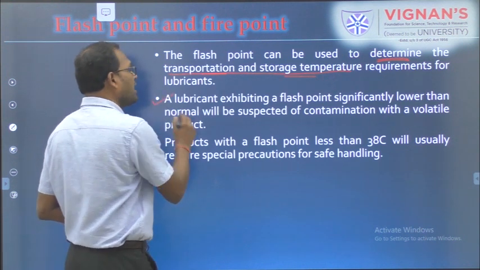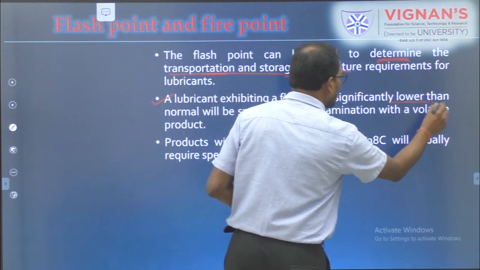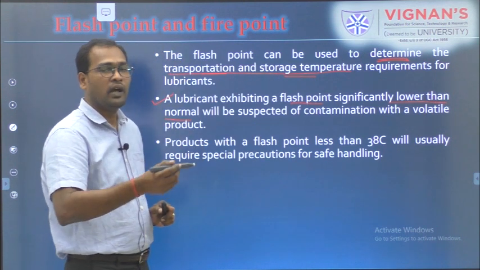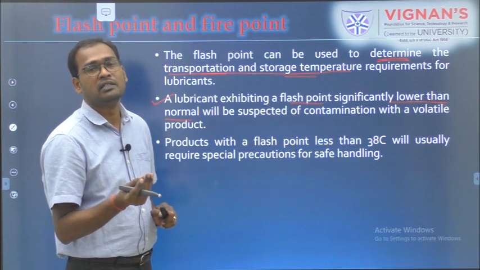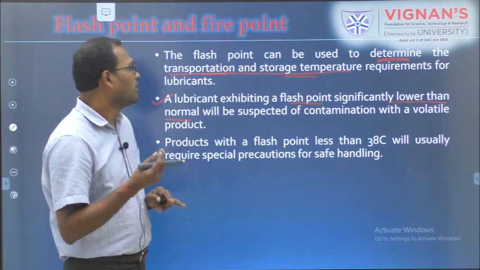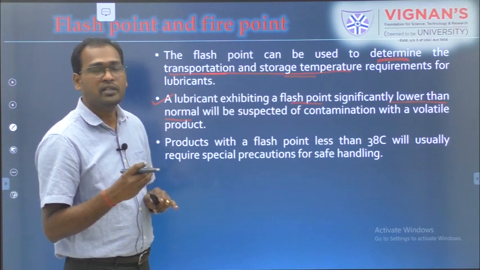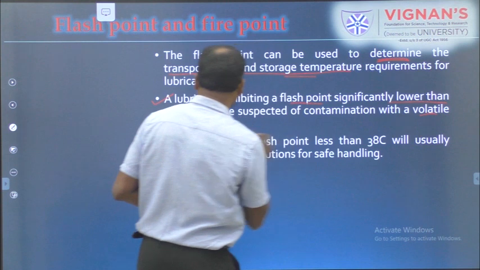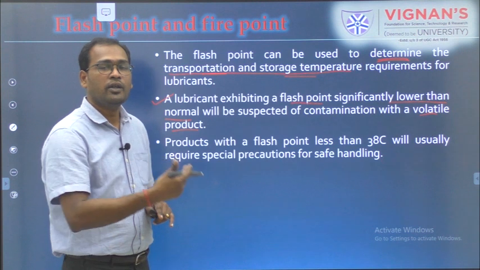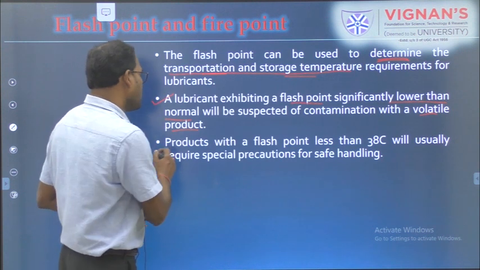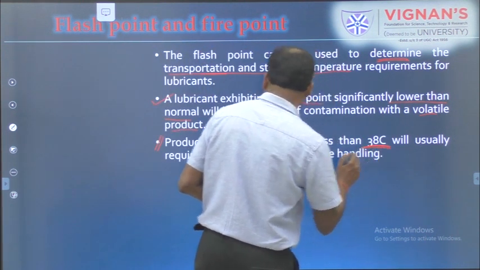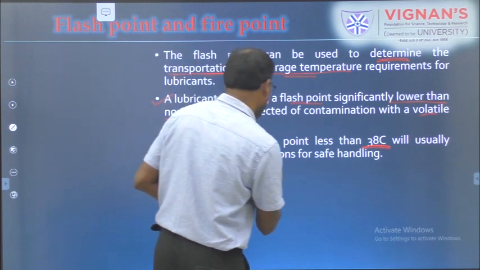A lubricant exhibiting a flash point significantly lower than normal will have a greater amount of volatile components in it. So if a system has a lower flash point than another one, that means it will have a high amount of volatile components present, which can come from different sources, and that will reduce the lubricating property.